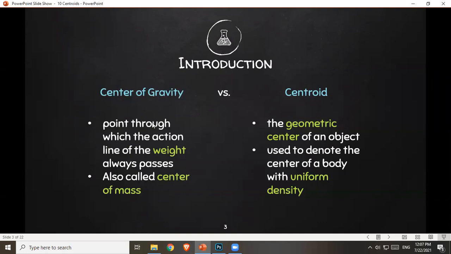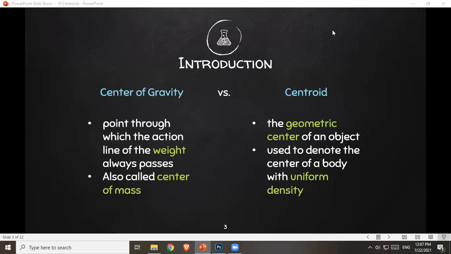Center of gravity is the point through which the action line of the weight always passes. Also, center of gravity is the point wherein the mass of the object is concentrated. Because of this, we also call center of gravity as center of mass. Centroid, on the other hand, is the geometric center of an object. It is used to denote the center of a body with uniform density.